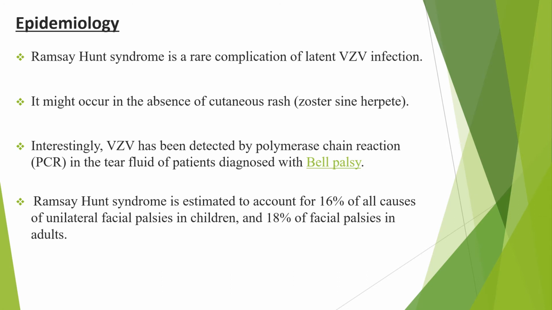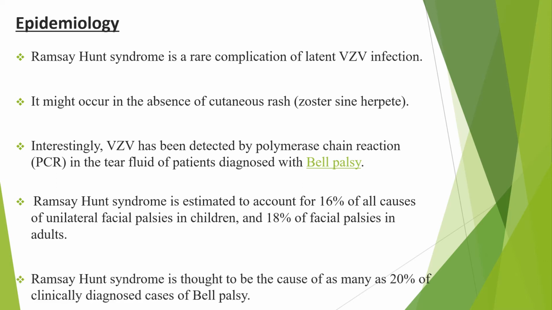Ramsay Hunt syndrome is estimated to account for 60% of all cases of unilateral facial palsy in children and 80% of facial palsy in adults. It is thought to be the cause of as many as 20% of clinically diagnosed cases of Bell's palsy. So sometimes physicians confuse Bell's palsy with Ramsay Hunt syndrome, especially if there is no cutaneous rash. Absence of cutaneous rash doesn't rule out Ramsay Hunt syndrome.